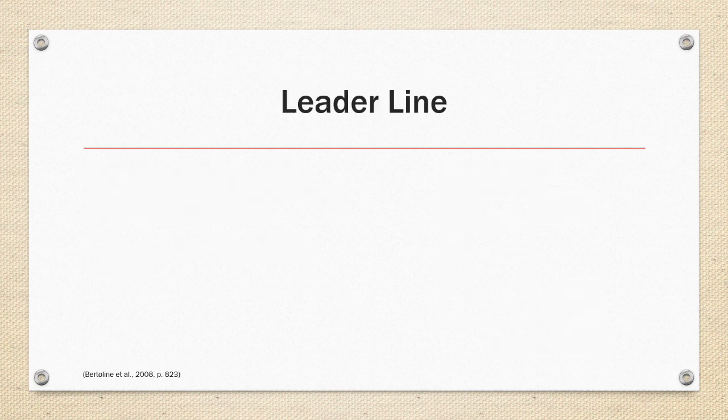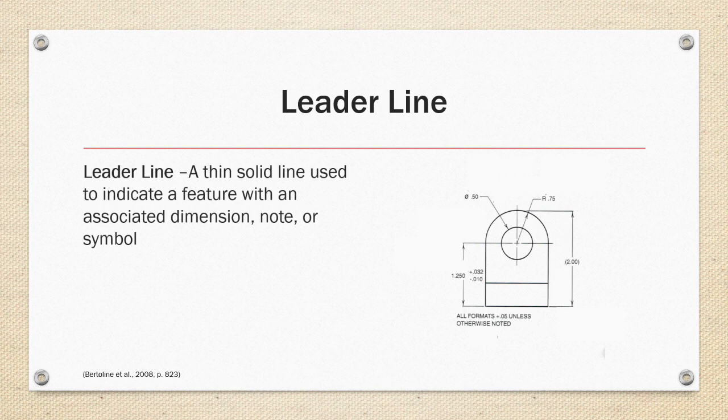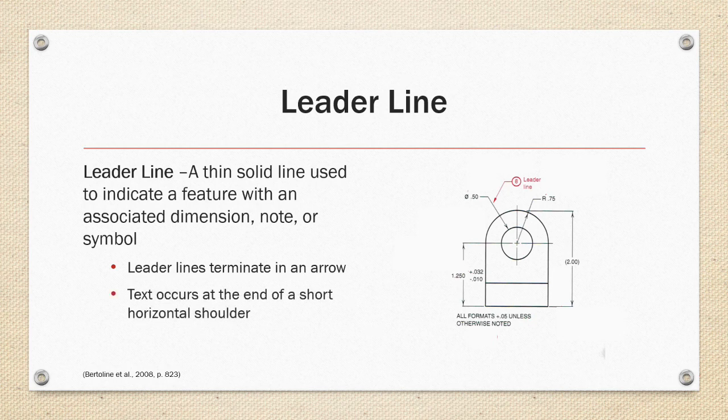Leader line. A leader line is a thin, solid line used to indicate a feature with an associated dimension, note, or symbol, as shown in the image on the right. Leader lines terminate in an arrow to denote the associated feature. Text occurs on the end of a short horizontal line on the opposite end of the leader line, which is called a shoulder.